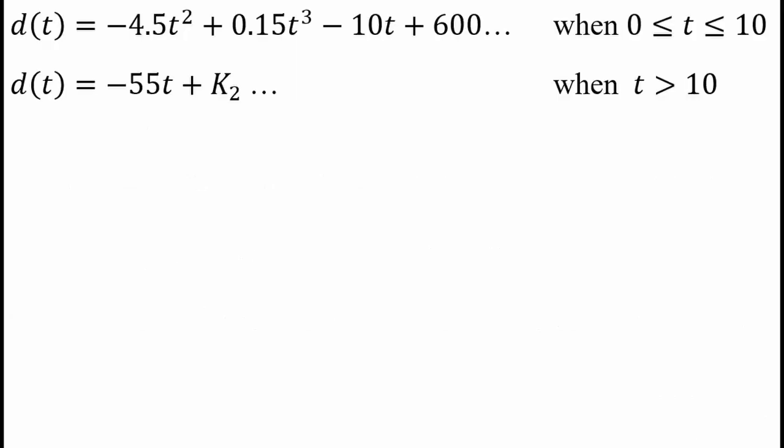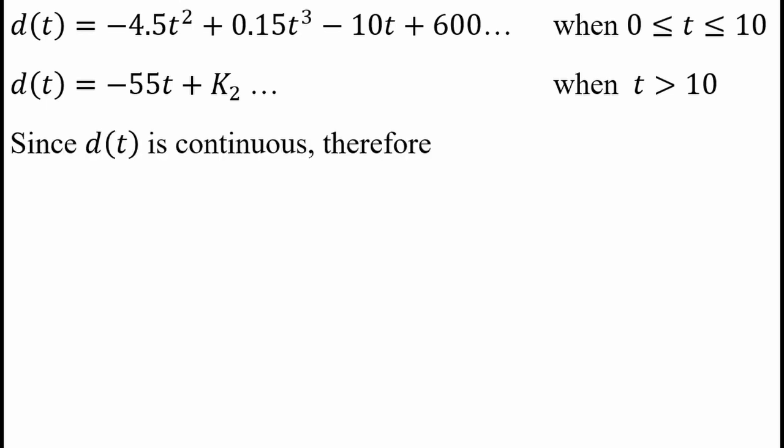To find k2, we once again rely on this continuity property for the distance function, just as we relied on the continuity property for the velocity function to find c2, if you recall. As a consequence of d(t) being continuous, the left limit must equal the right limit when t approaches 10.